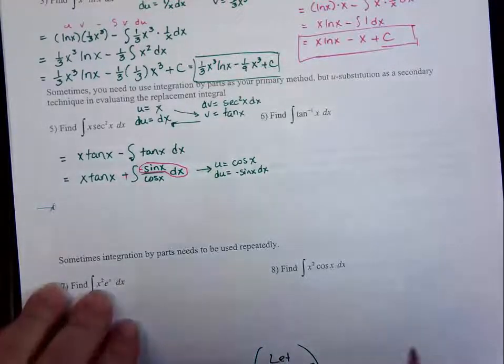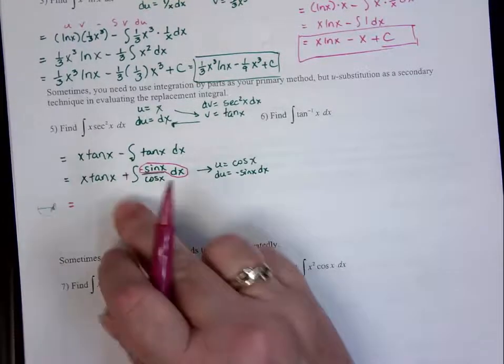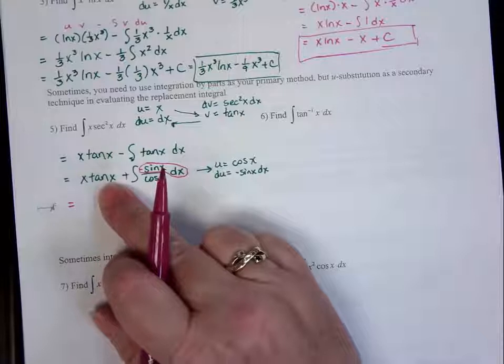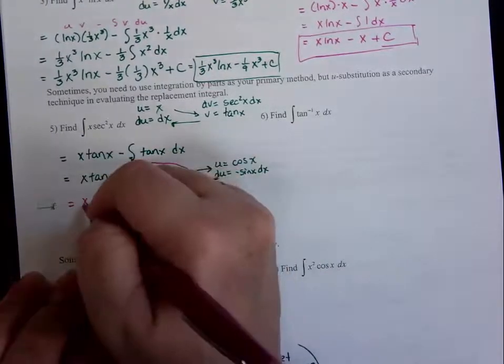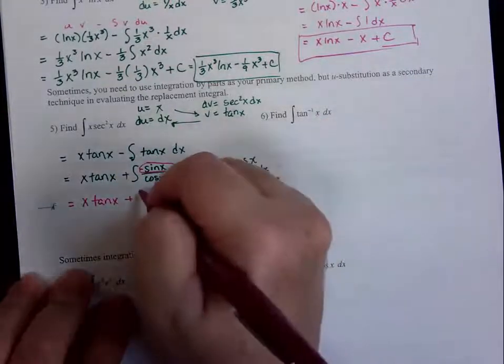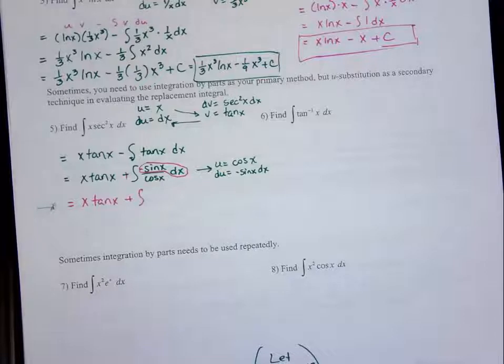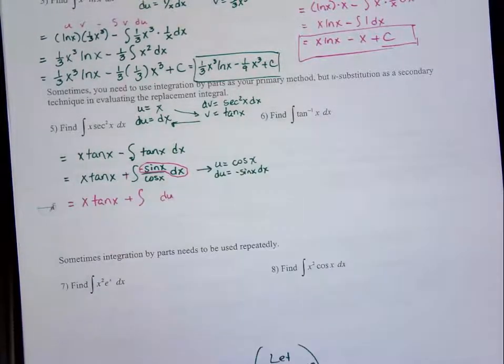So now we're switching to u's, but this x tan x is already done. So I'm going to write in my u color, but I'm still going to write that down. It's not changing at all because it's finished. Plus integral. My circle is du. What is everything else?